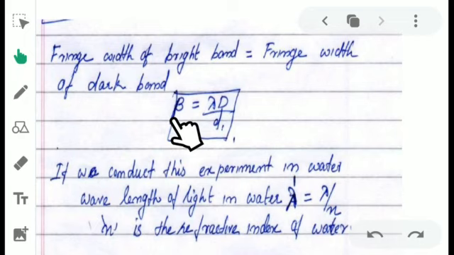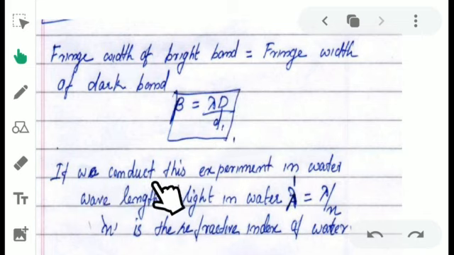Beta is directly proportional to the wavelength of light. Beta is directly proportional to the distance between the plane of the source and the screen. Beta is inversely proportional to the distance between the sources, that is small d.